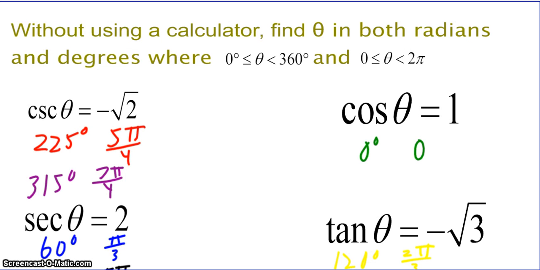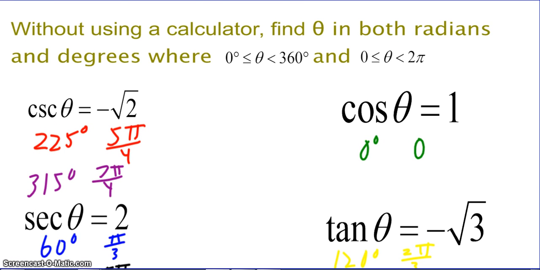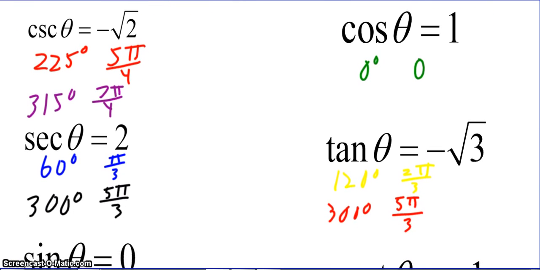Okay, so hopefully I did this correctly. For cosecant of theta equals negative root 2, we should get 225 degrees, which is 5 pi fourths, and 315 degrees, which is 7 pi fourths. For cosine of theta equals 1, that only occurs at 0 degrees and 0 radians. For secant of theta equals 2, that's at 60 degrees, which is pi thirds, and 300 degrees, which is 5 pi thirds. Tangent of theta equals negative root 3 is at 120 degrees, which is 2 pi thirds, and 300 degrees, which is 5 pi thirds.